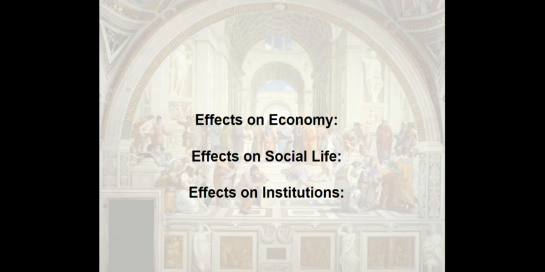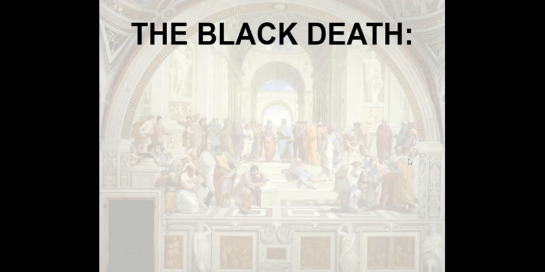For now, on a piece of notebook paper, I'd like you to write down the following headers and make sure to leave space for taking some notes. We're going to look at effects on economy, effects on social life, and effects on institutions. And through all of these things, what we're talking about with effects is the Black Death. So you can title this with the Black Death.